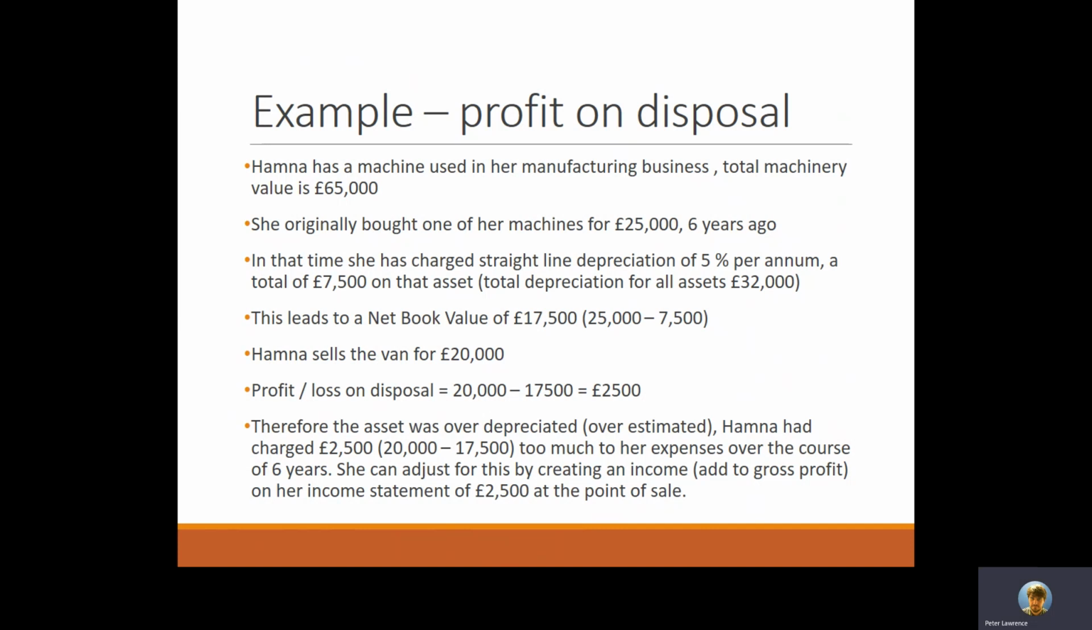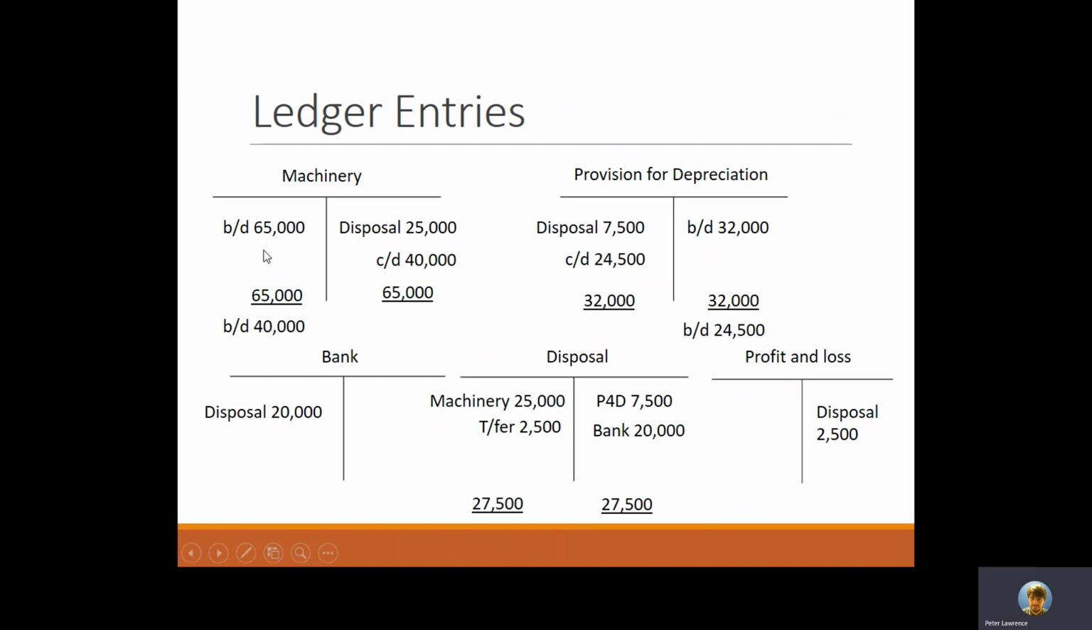So let's just look at how to take Hamna's machine out of the books. So remember, her total assets were £65,000. The machinery was £65,000, and her total provision was £32,000. Now, we sold one of the machines. So we'll take that individual machine out of the machinery and we'll put it to the disposal on the debit. We'll take out the depreciation only for the asset which we've sold. We don't want to get rid of the other depreciation, just the asset that we've sold. So we'll debit the provision, we will credit the disposal.